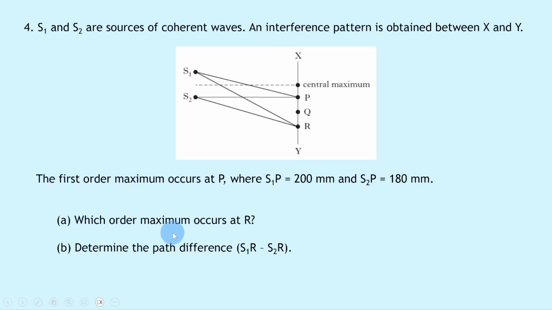Part A says which order maximum occurs at R? Well, if that's m equals 0 in the middle, we'll then get m equals 1 for P, m equals 2 for Q, and therefore m equals 3 for R. So we could say that R is a third order maximum where m equals 3.